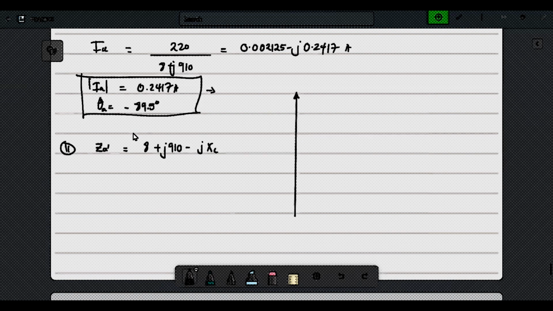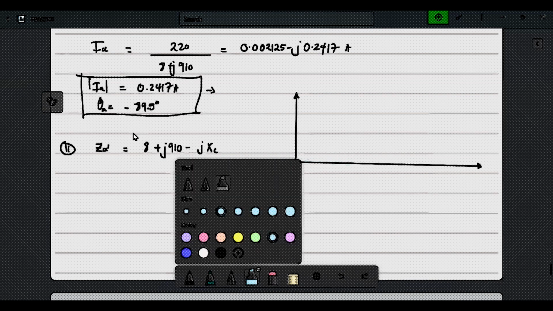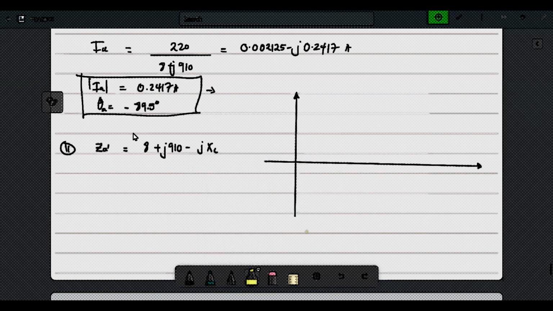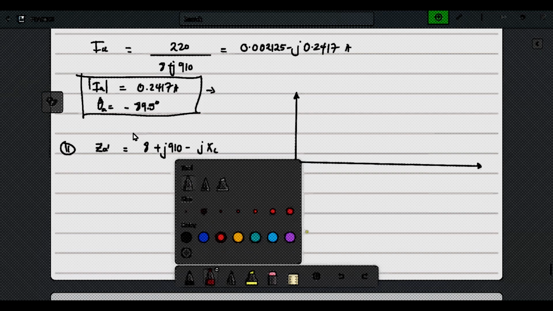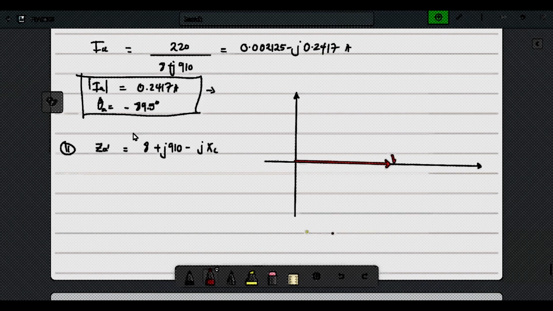So this is a phasor diagram describing the two currents, right? This here is the applied voltage. I don't think yellow is visible, so let me use a different color. Let me use red and increase the thickness a bit, like this. I think this will work. This is the applied voltage, right?